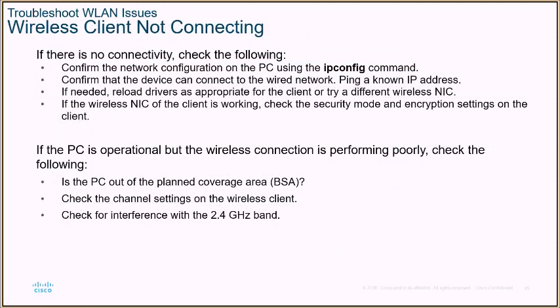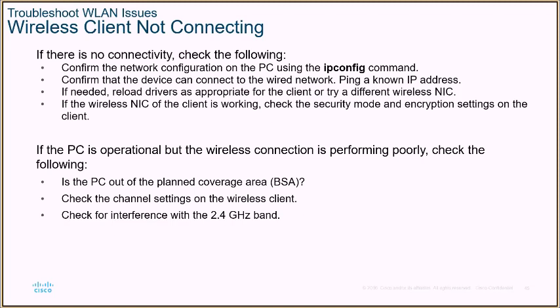So wireless client is not connecting. If there is no connectivity, check the following. Confirm the network configuration of the PC is using the ipconfig command. Confirm that the device can connect to the wired network. Ping a known IP address. If needed, reload drivers as appropriate for the client or try a different wireless NIC. If the wireless NIC of the client is working, check the security mode and encryption settings.